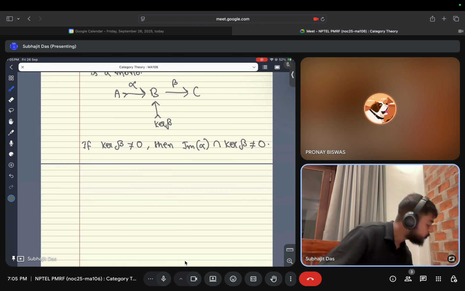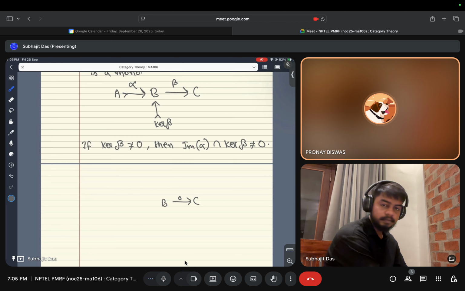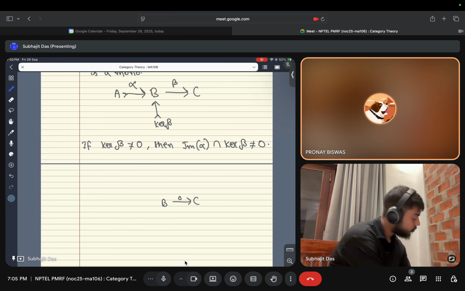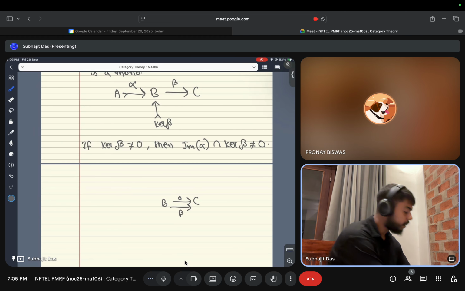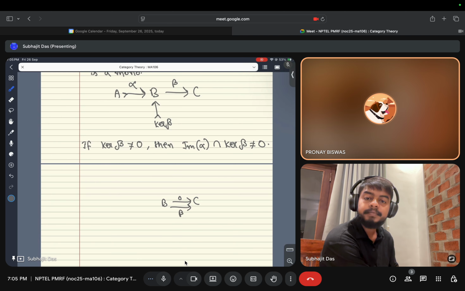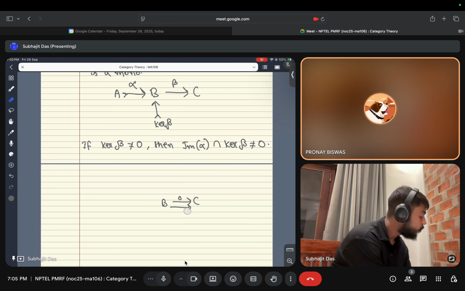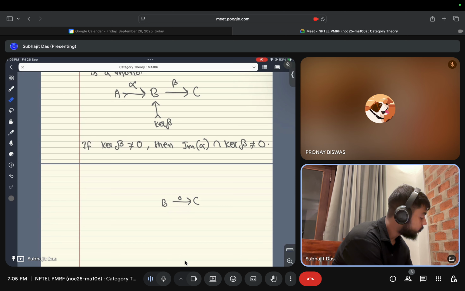There is a morphism 0 from B to C. Okay. Yeah. So the kernel is the equalizer of this. Oh, okay. Okay, I get your point. So let's write it this way.